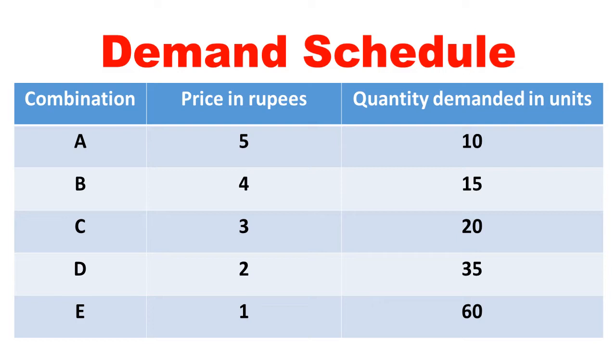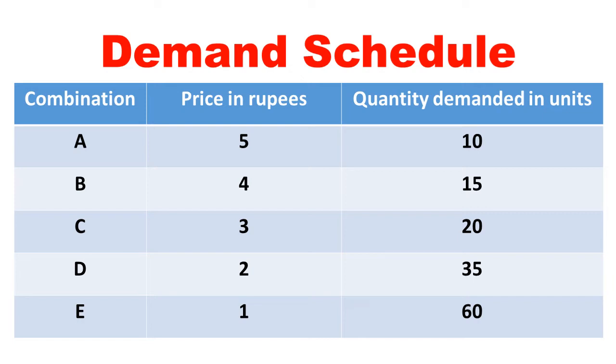That is the reason when price has fallen from 5 rupees to 4 rupees, quantity demanded has increased from 10 units to 15 units. You can observe here quantity demanded is inversely proportional to price. Now 3 more combinations are also given here in the demand schedule or demand table. That is, when the price has fallen further by 1 rupee, that is 4 has become 3, the quantity demanded has increased to 20 units.